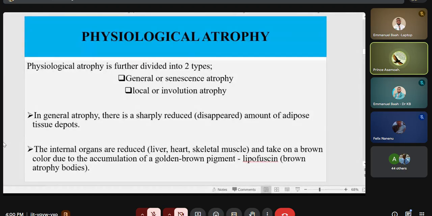For example, the internal organs are reduced: the liver, the heart, the skeletal muscle, all of them are reduced. And they take on a brown color due to the accumulation of a golden pigment called lipofuscin. Usually that is how it goes. The body generally does it this way to preserve integrity, otherwise something bad can happen to the tissue. That is for the general or senescence atrophy.